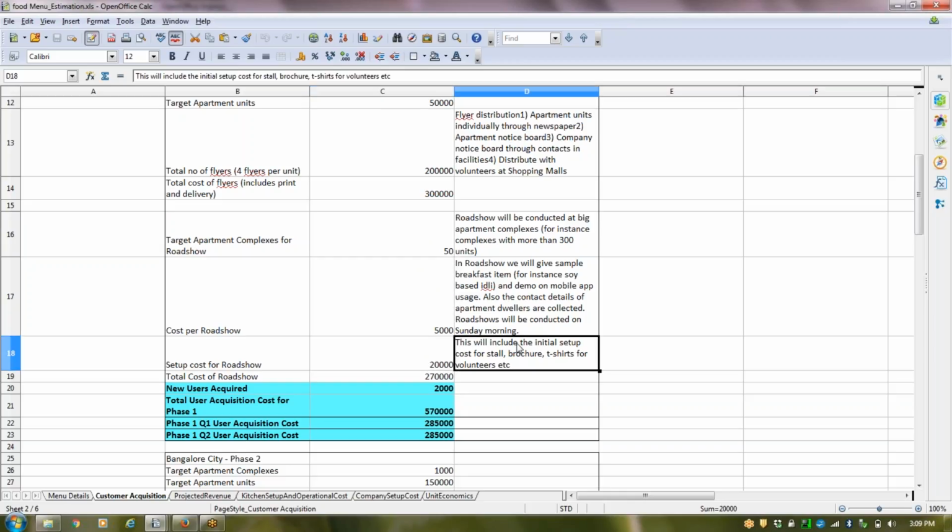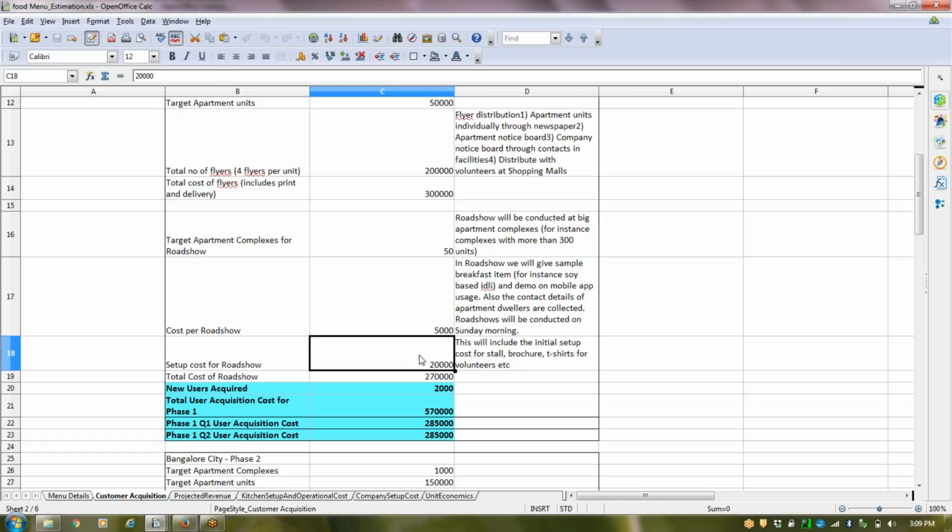So this brochure, stall, all these things is a one-time setup. So for that, they have put 20,000. So 2.7 lakhs in total. Now, adding all these costs, they will be able to say what is the acquisition cost of user.